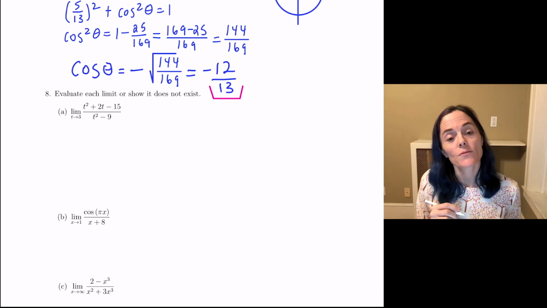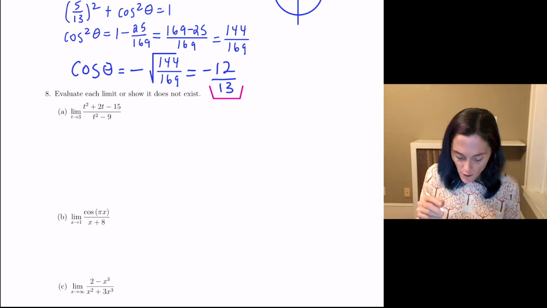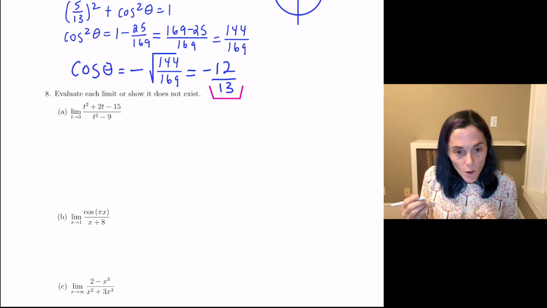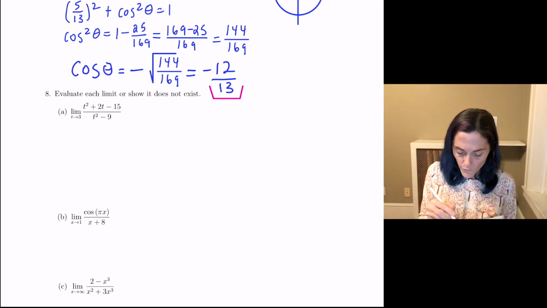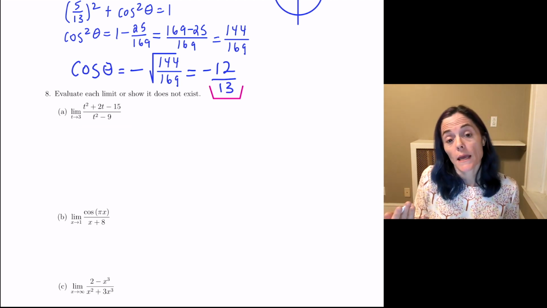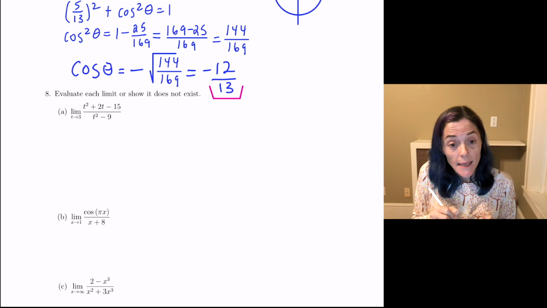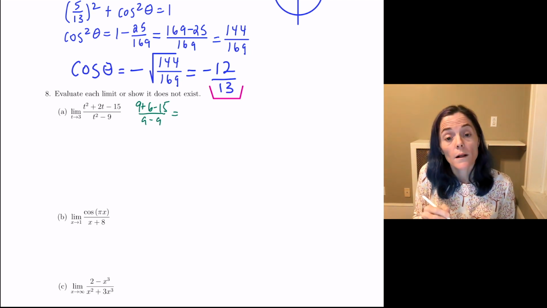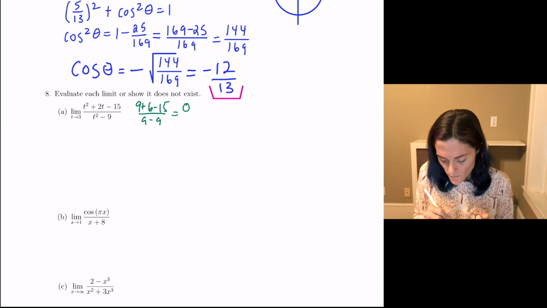Number 8, we have 3 limits. So first of all, at least for A and B, let's try to evaluate. Here, we evaluate at 3. I get 9 plus 6 minus 15 divided by 9 minus 9. Well, you notice this is 0 over 0.